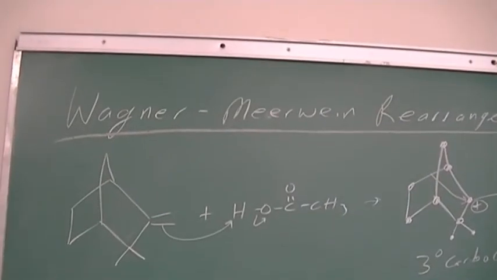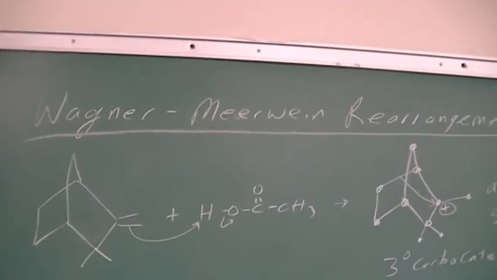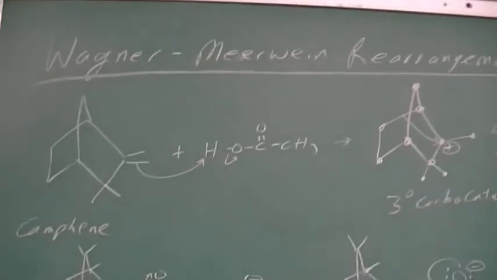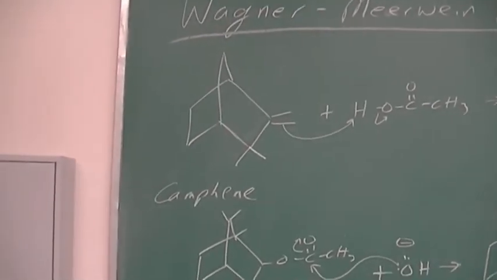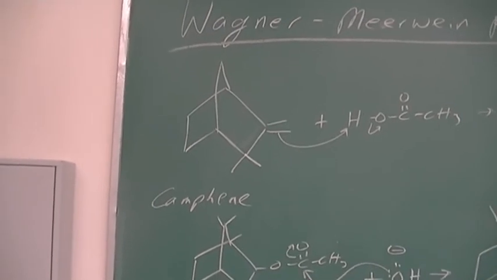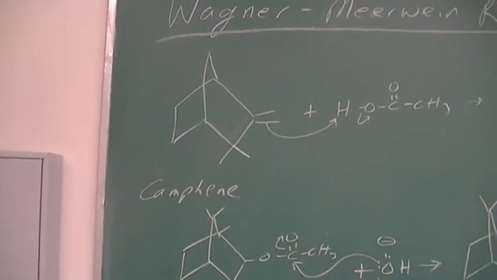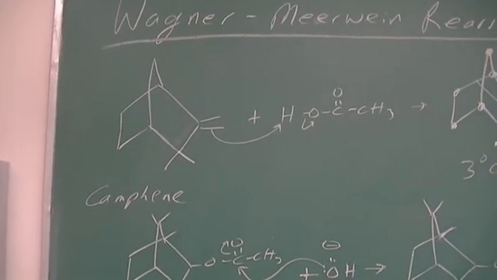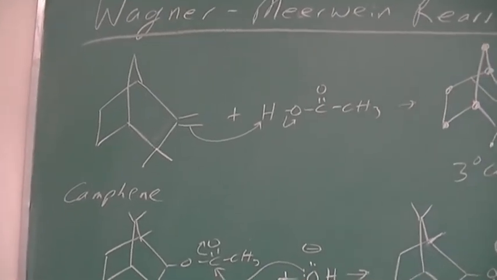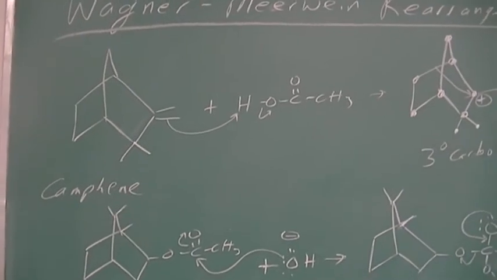All right, today's experiment is the Wagner-Meerwein rearrangement. We're going to start with our camphene, which has this bicyclic structure. It is an alkene, and the alkene is then going to react with our glacial acetic acid. And so there is the formula for the acetic acid Lewis structure.